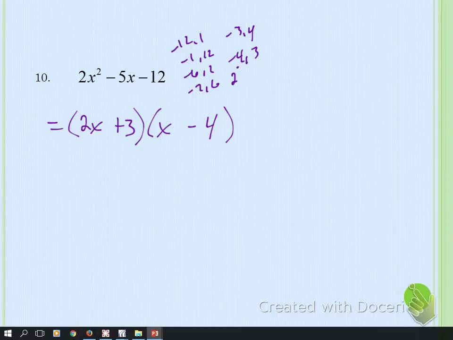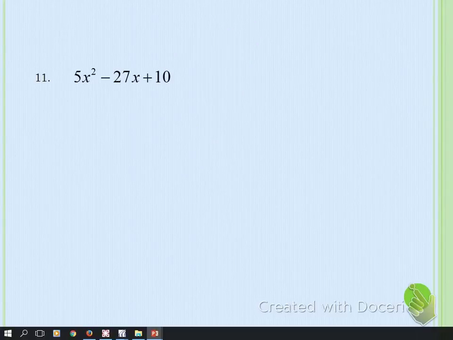Okay, you should come up with 2x plus 3 and x minus 4, because when you multiply negative 4 times 2, you get negative 8. Negative 8 plus 3 is negative 5. That's the combination that works out for you. And when you link your smiles, the 2 and the negative 4 should get linked together. Okay? Here's 11. Try that one, stop the video, start it back up, and check your answer.